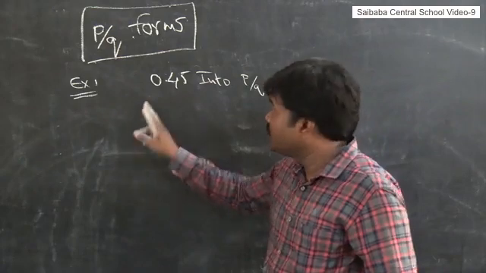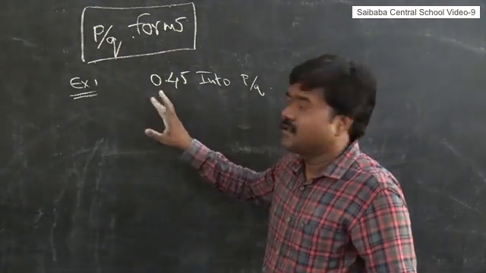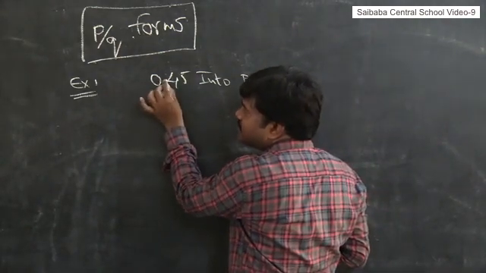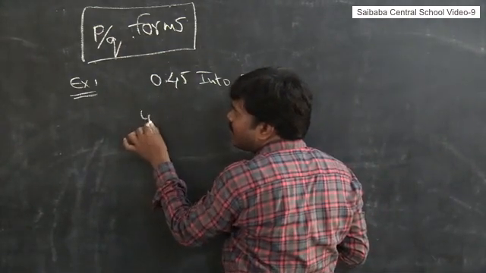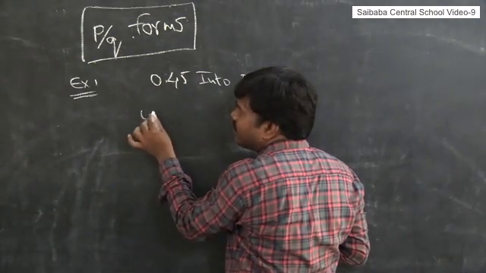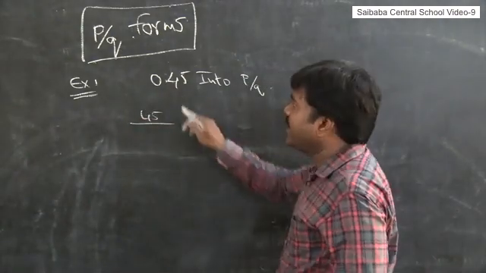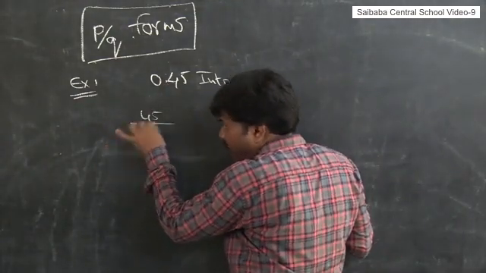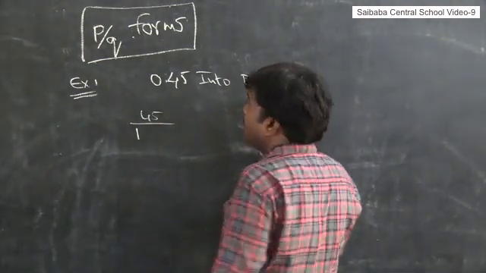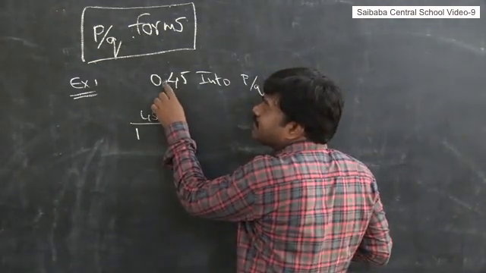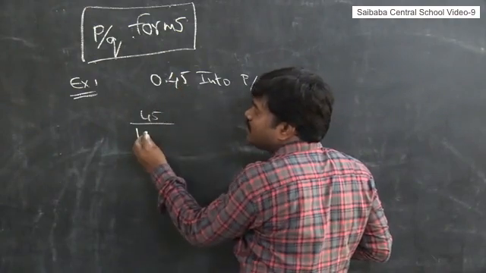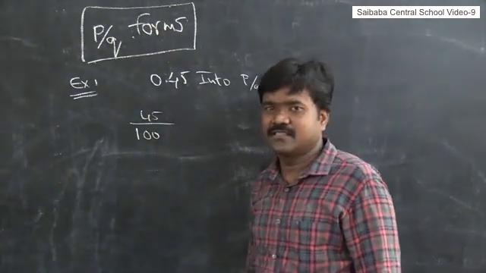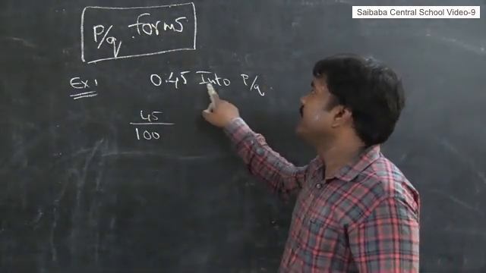How to write? Already you know this method. Here, instead of a bar, we have 0.45. First you write the overall number. 0.45 is nothing but 45 by, instead of the decimal point, keep 1. How many places after the decimal point? 1, 2. Keep 2 zeros. That's it, 45 by 100. Already you know this from 6th class. 0.45 into p by q form.